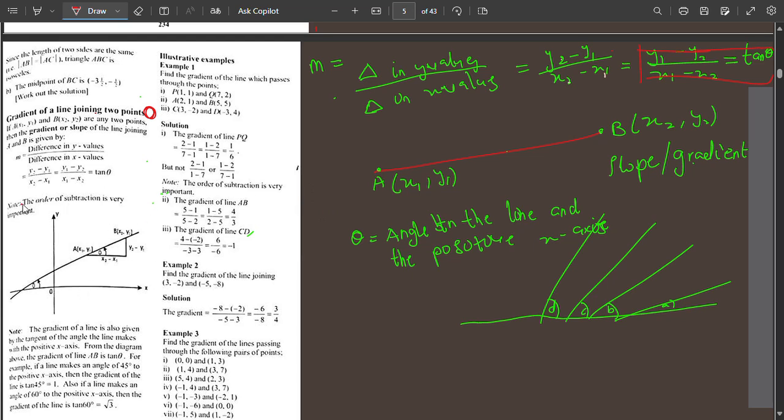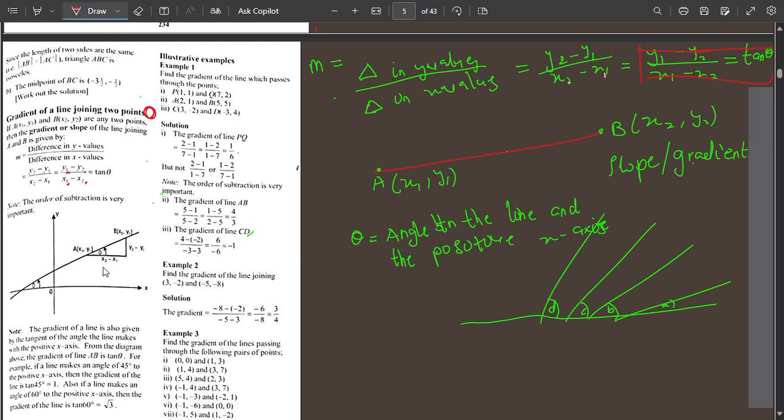So here tells you the order of subtraction is very important. So if you are subtracting, be careful. If y1 is here, then there should be x1 here. If x2 is here, then there should be y2 here. They should correspond.